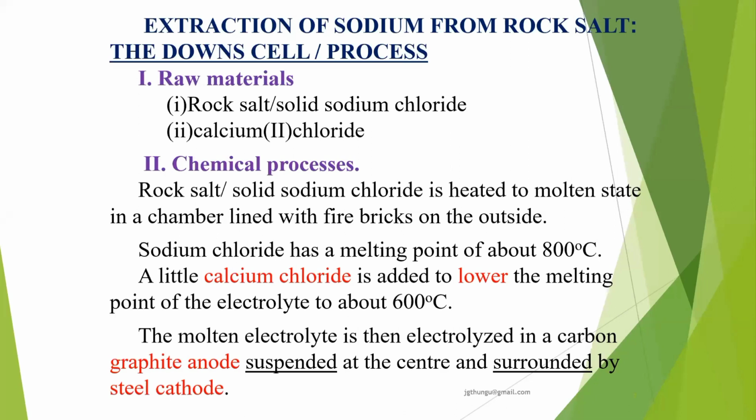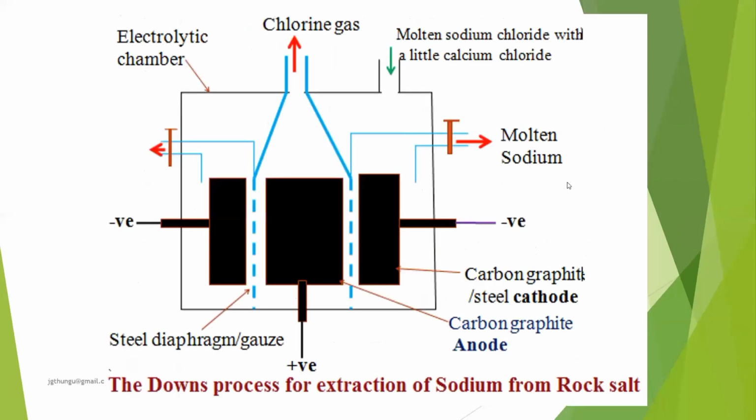So it is important for us to be able to write the half ionic equations for the reactions taking place at the electrodes. So let's study this electrolytic cell, the Downs cell, the Downs process for extraction of sodium from rock salt. So note the various parts of this structure.